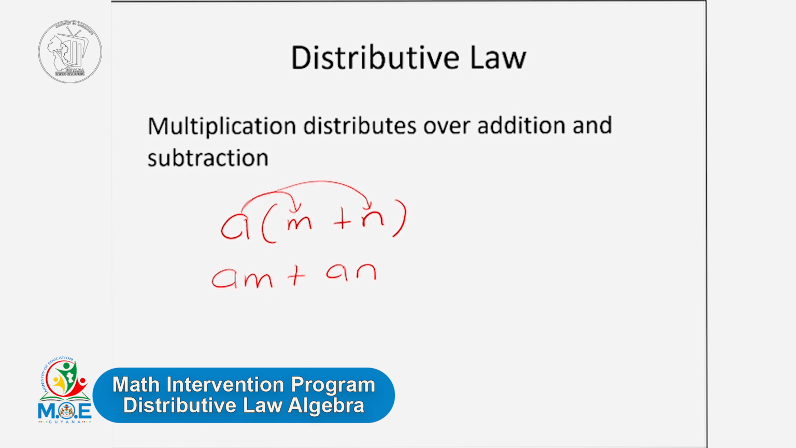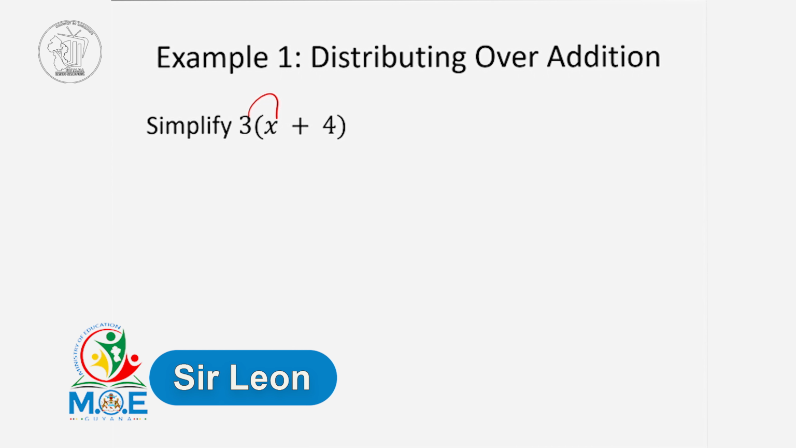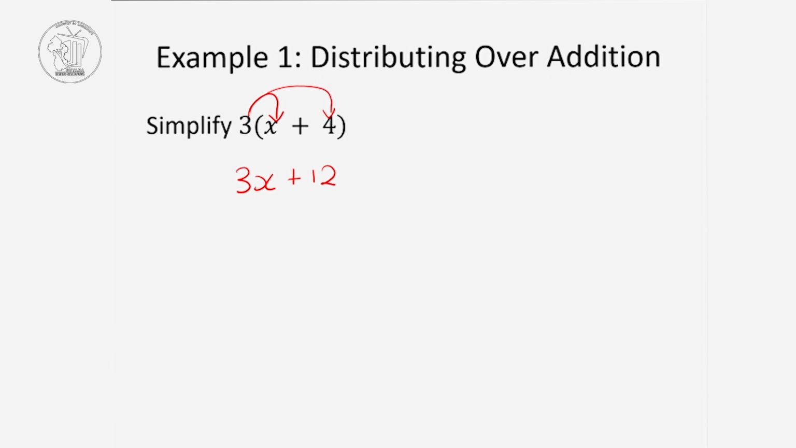So the first example says, simplify, and we have 3 open bracket, x plus 4. So we want to distribute this 3 throughout this bracket. This will be 3 multiplied by x, and that will give me 3x. And then this will be now 3 multiplied by, now you can treat this 4 as a positive 4. So 3 multiplied by positive 4 will give me plus 12. And that is the answer for that question.